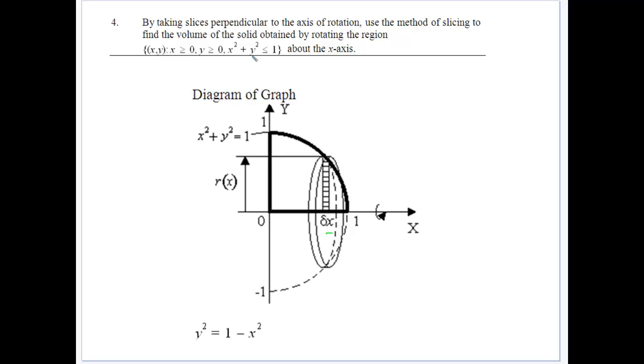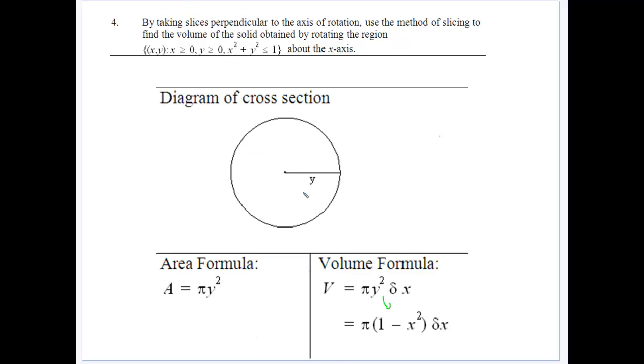And in this question we've got x squared plus y squared equals 1. So the first quadrant of the circle, so x is greater than 0, y is greater than 0. First quadrant of the circle gets rotated around the x-axis. So our cross section would be a circle. Area formula pi y squared, and the volume pi y squared delta x. And the y squared becomes 1 minus x squared here.